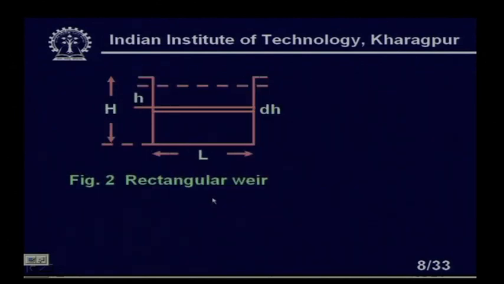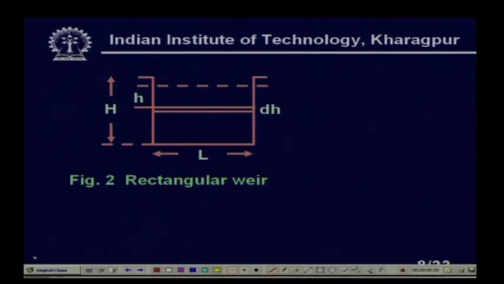Now, you see this is a rectangular weir. We will discuss later what small h and dh are. This is the crest of the weir, and this is the water level, which does not necessarily go to the top. The water level may go up to this position. In fact, it should end here. So this is the water level, this is h. From this crest to the undisturbed upstream water flow level, that is the capital H, not this part.